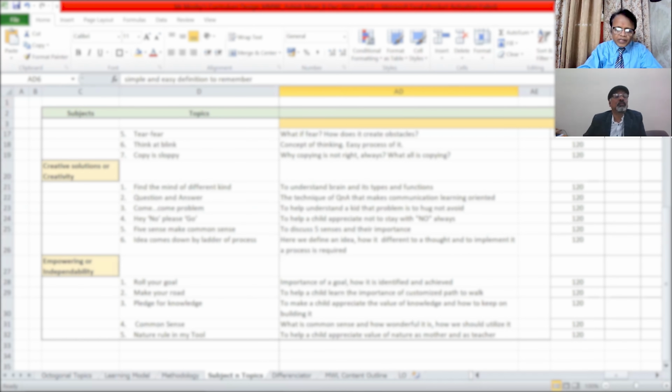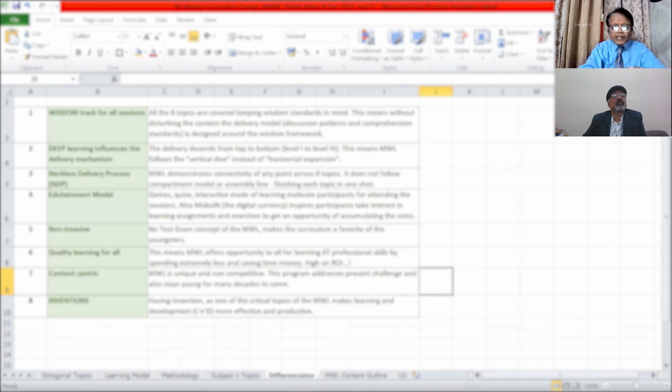There are certain points also given. I'm moving on to the differentiator, because this is how the MWL is different from other contemporary programs that exist. First is the wisdom track. Now visualize, because you are from an art background also, you understand science and art both. So you are a whole brain person. You would be able to do justice. So visualize a train with 8 wagons, one engine, 8 wagons. 8 wagons means 8 different topics. And the train is traveling on a track, and the track is wisdom. So the wisdom track is there to help them understand everything.